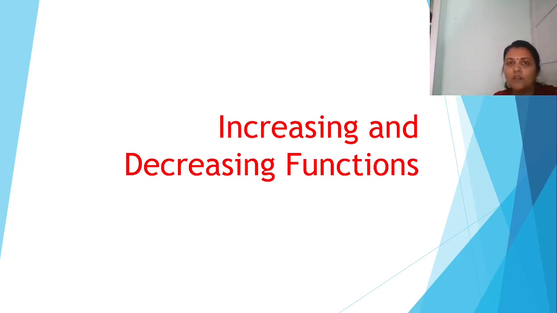Good afternoon all. Last day we learned about the concept of extrema of functions. Today we have the concept of increasing and decreasing functions.